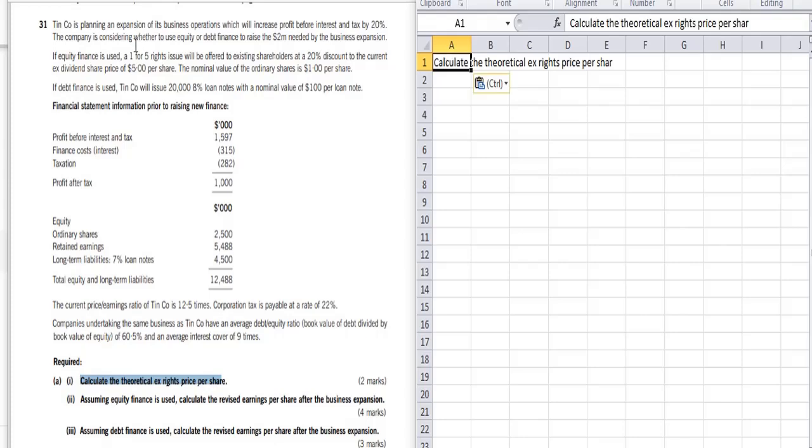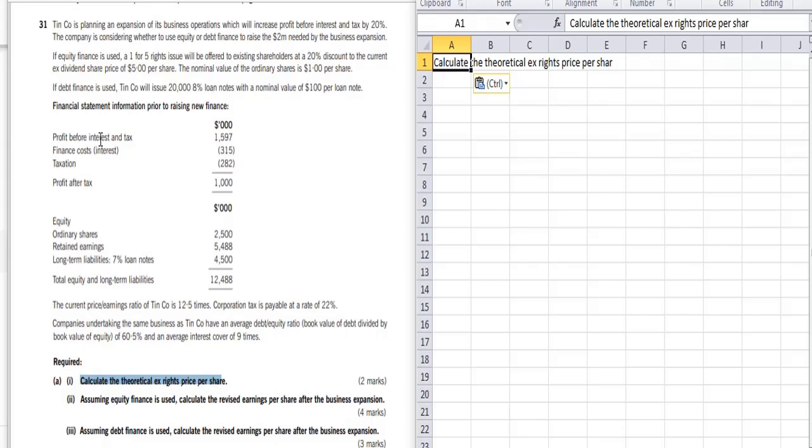Tin company is planning an expansion of its business operation which will increase profit before interest and tax by 20%. Means the company is planning to expand its business, as a result of which PBIT, profit before interest and tax, will increase by 20%. Tin company is considering whether to use equity or debt finance to raise 2 million needed by the business operation. Means the company requires 2 million of capital and is confused whether to raise this fund using equity or debt finance.